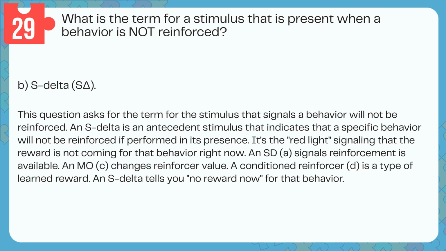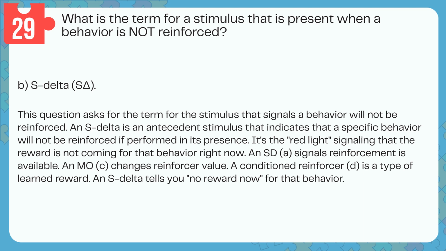Answer: B. S delta. SD. This question asks for the term for the stimulus that signals a behavior will not be reinforced. An S delta is an antecedent stimulus that indicates that a specific behavior will not be reinforced if performed in its presence. It's the red light signaling that the reward is not coming for that behavior right now.